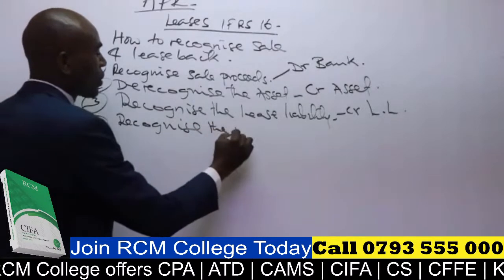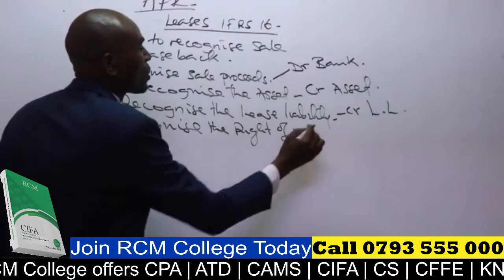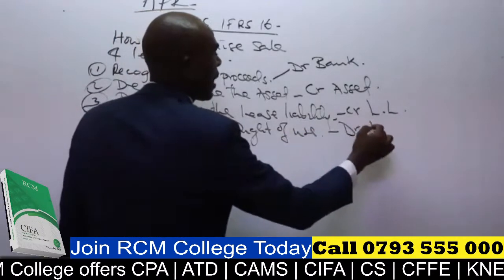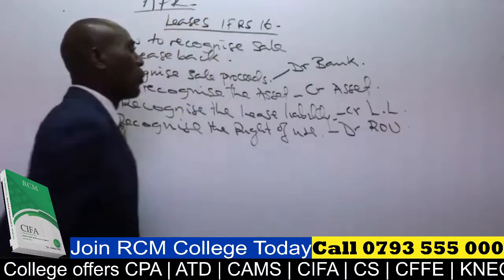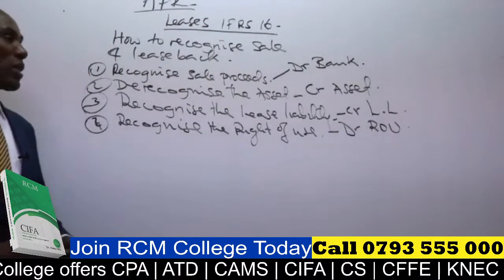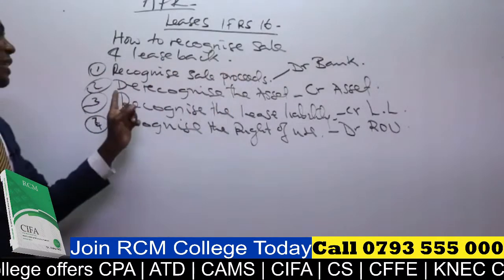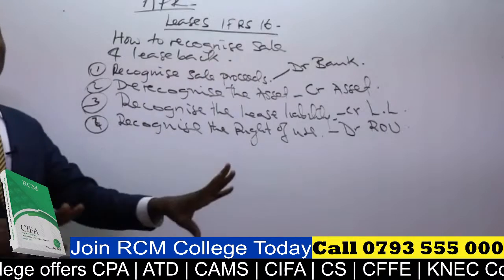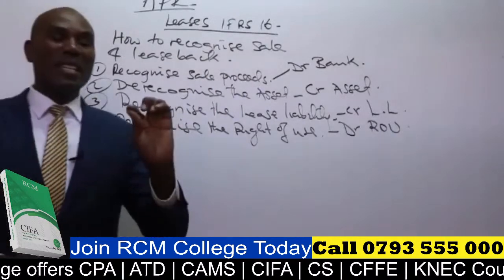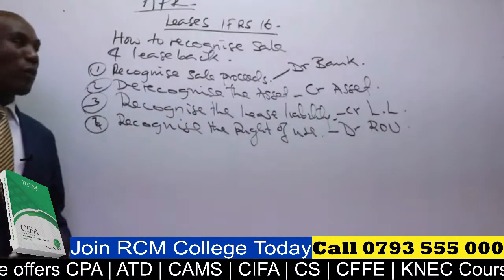Then number four, recognize the right of use. You are going to debit the right of use. You debit the right of what? Use. After you recognize the proceeds, you sell the asset, you remove it from your financial statement, then you recognize the lease liability. At the same time, you recognize the right of use asset.